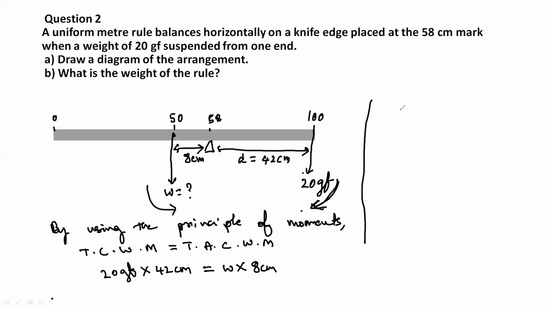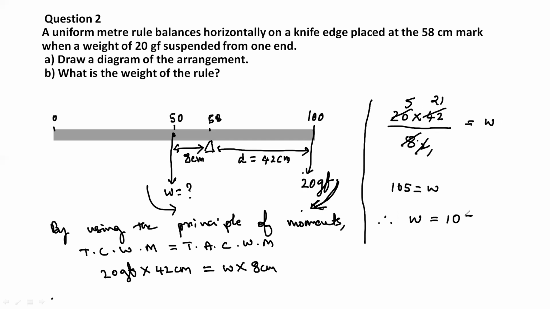Just simplify this. 20 into 42 divided by 8, that is equal to the weight. So 4 2 times, 4 5 times, 5 1 times, 5 21 times. So 21 into 5, we'll get 105 is equal to W. Therefore, we can write the weight of the meter rule is 105 gf.